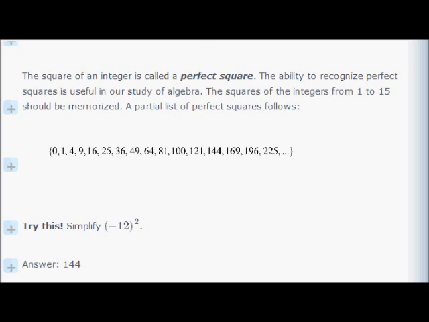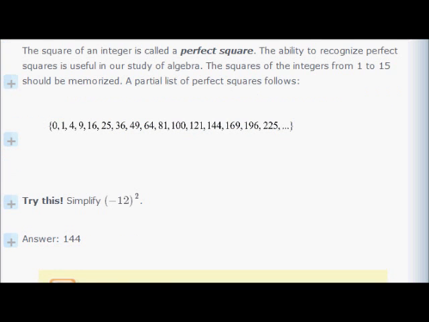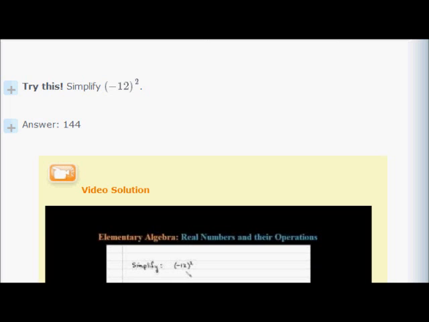Okay, now let's try an example, which we'll have to do in our heads because it's not shown here. We're going to simplify negative 12 in parentheses, squared. To differentiate from negative 12 squared, I'm saying negative 12 parentheses squared. The negative must be multiplied by another negative, canceling it out to form a positive in the result. 12 squared is 144, so your result is 144 from the product of negative 12 times negative 12.